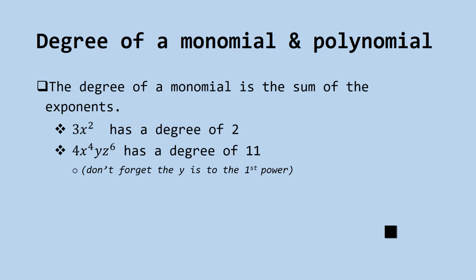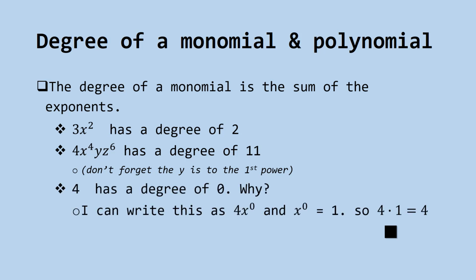Remember, the y is to the first power. We just don't write to the first power. We don't put a 1 there. So we are going to get 4 plus 1 plus 6, or 11. The constant 4 has a degree of 0.